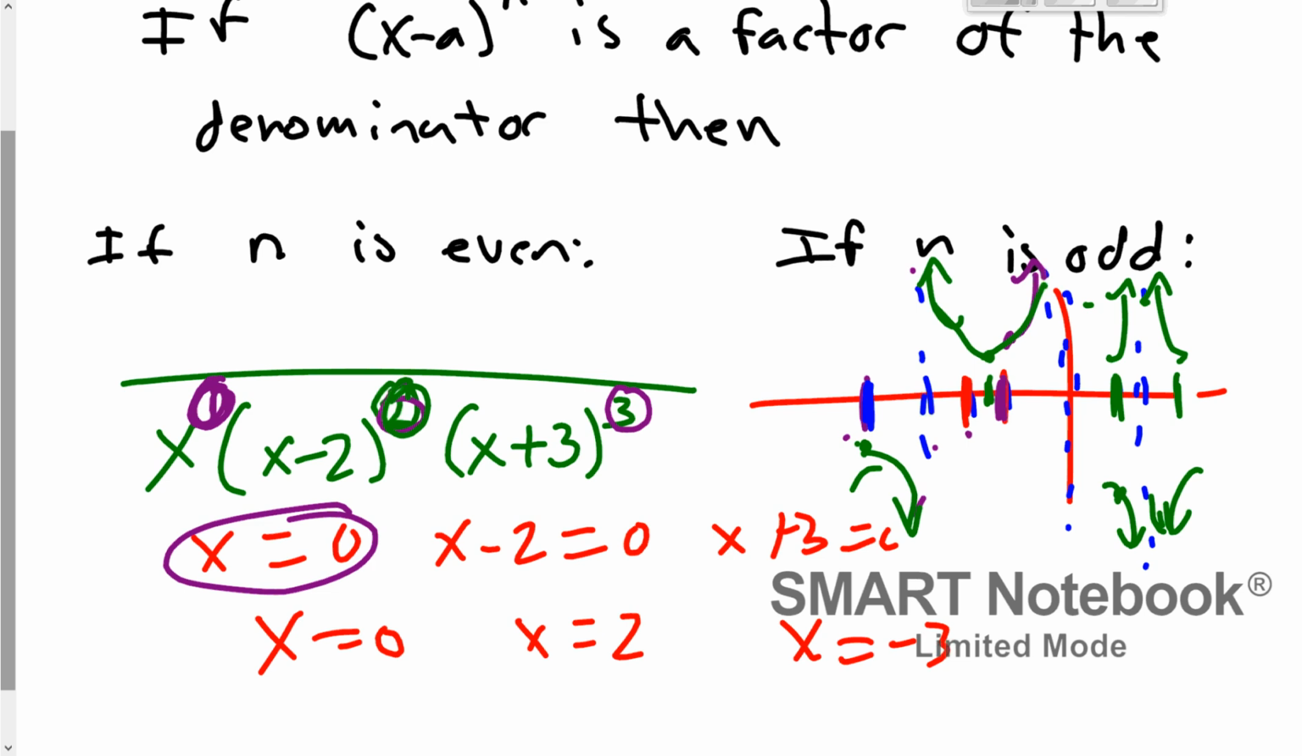That's how you can use the multiplicity of the factors of the denominator. As long as those are vertical asymptotes, we look at the multiplicity and see if it goes up and up on either side of the vertical asymptote, or one goes down and one goes up.